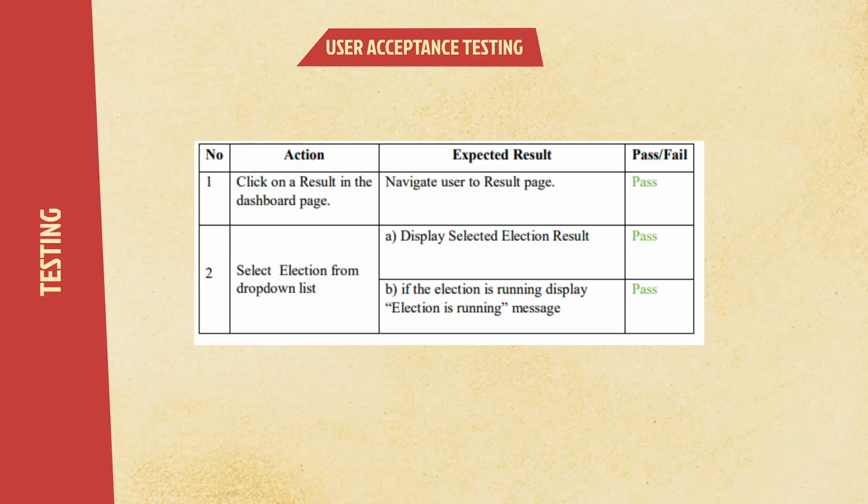The next testing approach we used is user acceptance testing. For user acceptance testing, we select the result page. After the user clicks on result in the dashboard page, the system navigates the user to the result page. Select an election from the drop-down list. The system displays the selected election result. If the election is running, there will be a message that the election is running, so the result will not be shown.